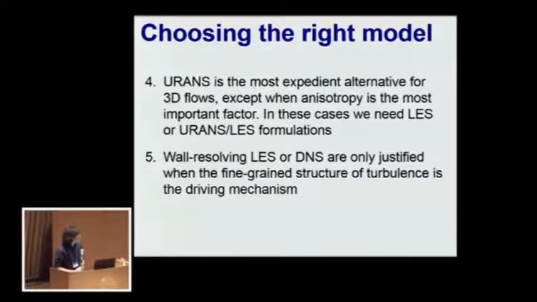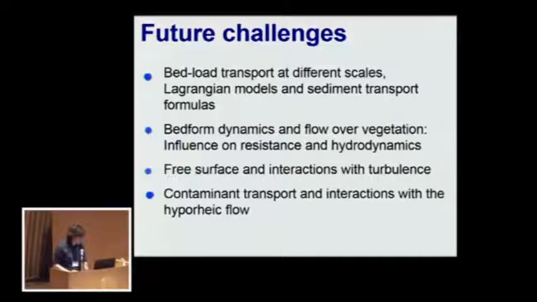And then, resolving with LES or DNS is only justified when you want to understand the relations for the smallest scales possible, right? So this whole idea of choosing a model also makes us question what the future challenges are, and how the small scale or detailed, high fidelity models can help us to develop larger scale models that can help us understand nature, right?